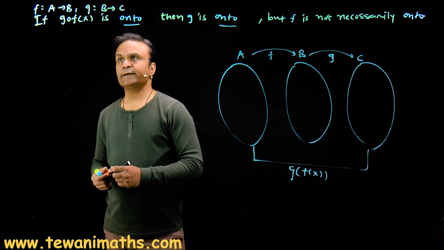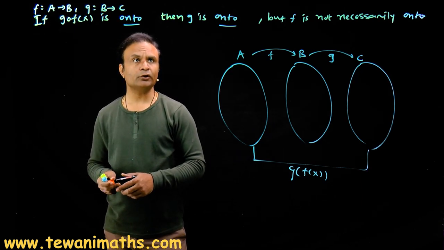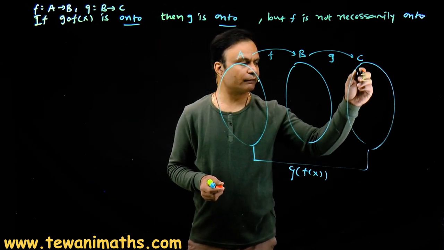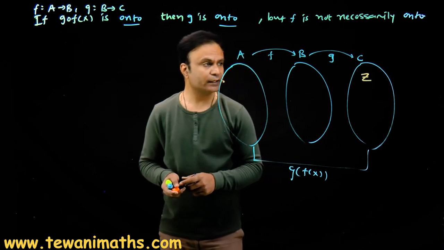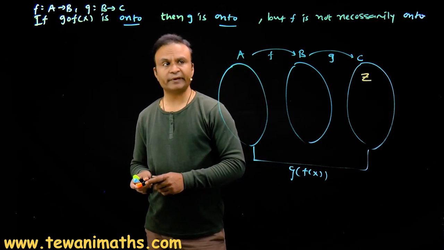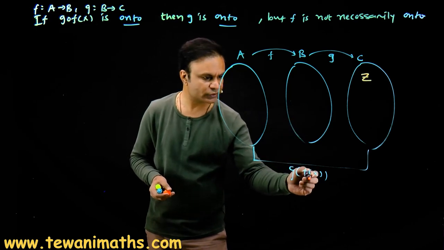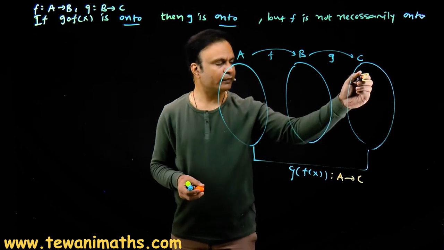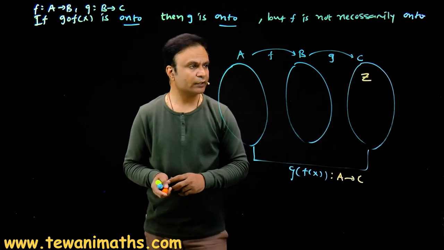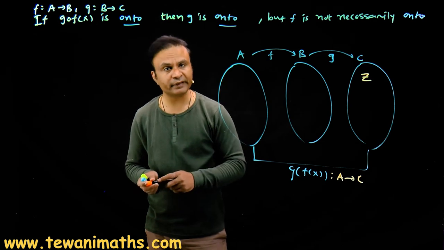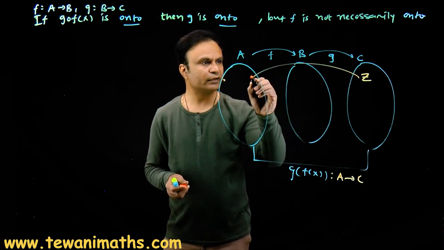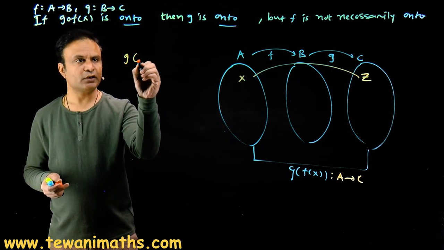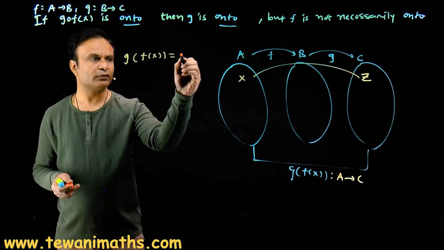Now it is given that g of f(x) is onto. That means if I consider an element z belongs to set C, I will have a corresponding pre-image in set A, because the function g of f(x) is defined from set A to C. If I take any image in set C, then definitely I will find its pre-image in set A. So we have here pre-image x, for which we have g of f of x is equal to z.